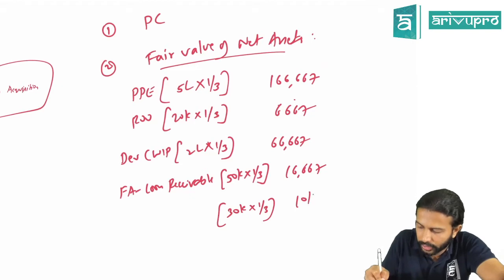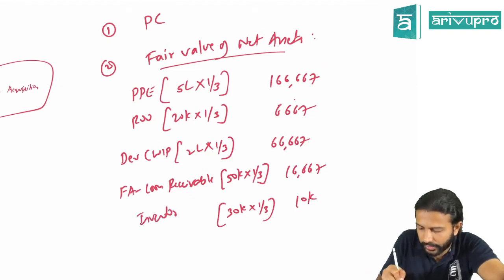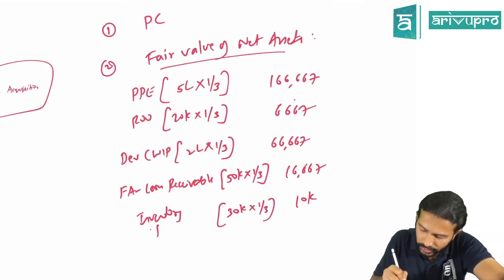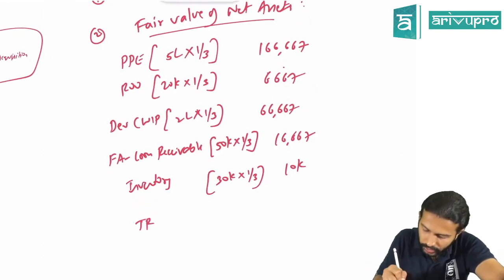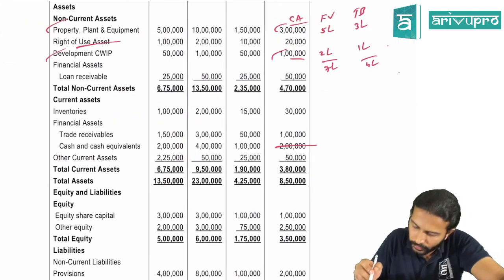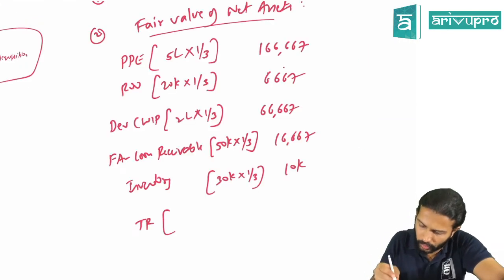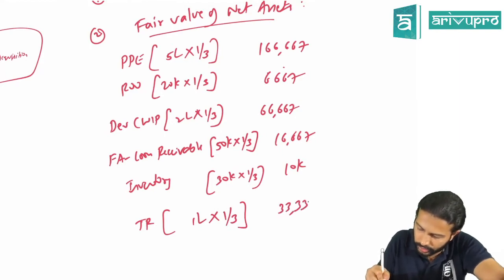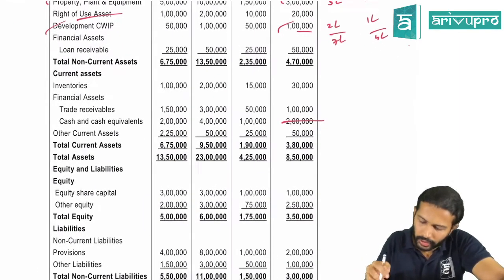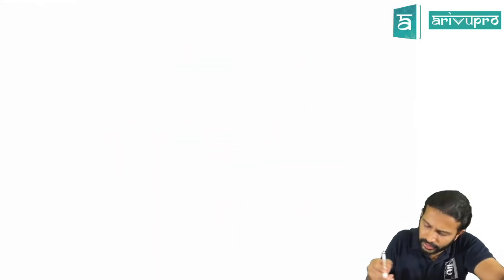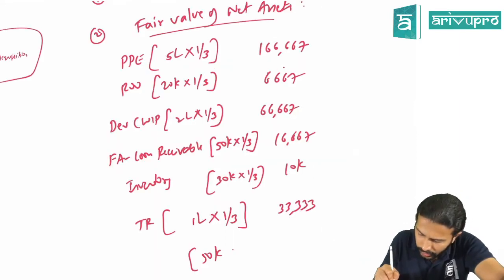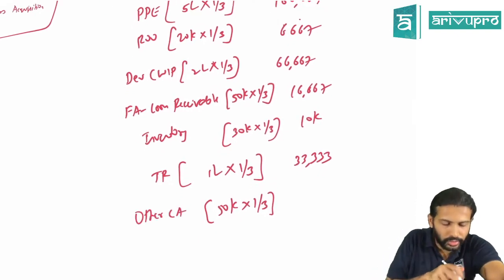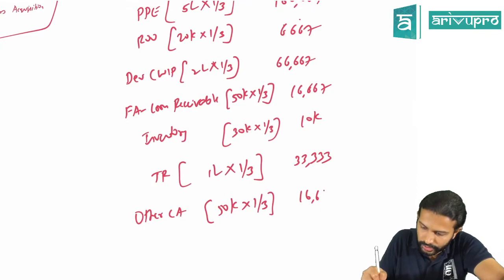Next, it is inventory, 30,000 into 1/3. That will be 10,000. Next is your trade receivables, TR for short form. Trade receivable is 1 lakh, 1 lakh into 1/3 will be 33,333. Cash was not taken over, so it is fine. Other current assets was 50,000. Other current assets, 50,000 divided by 3 will give you 16,667.